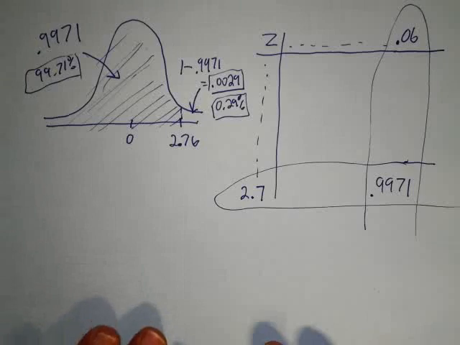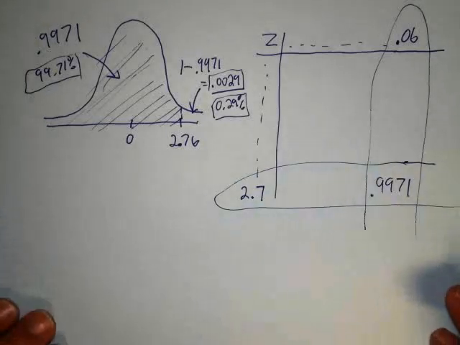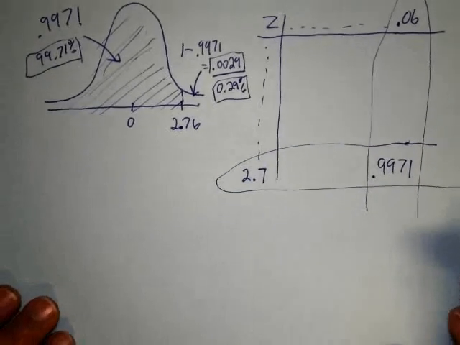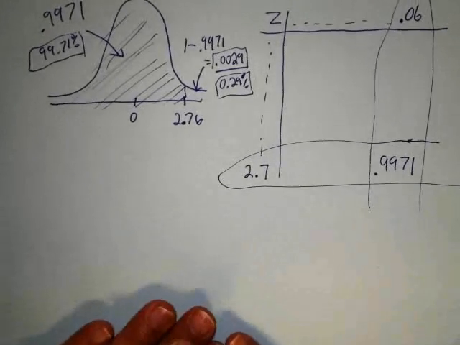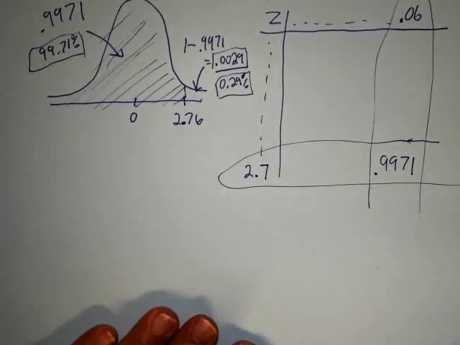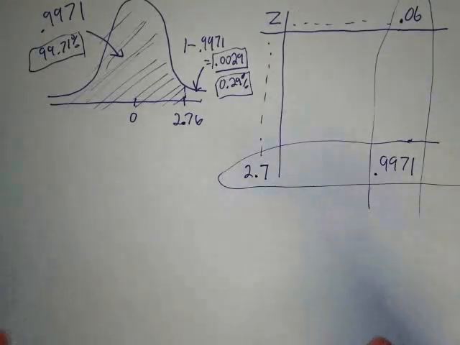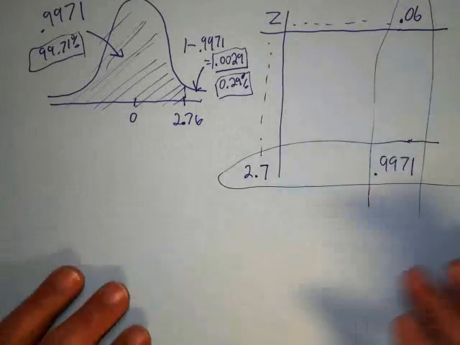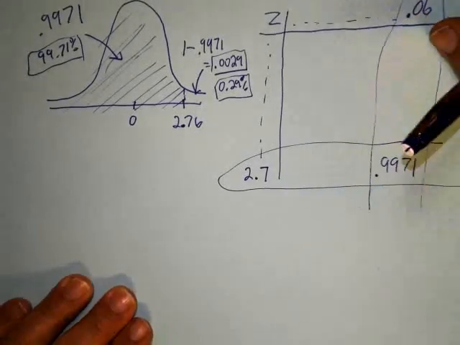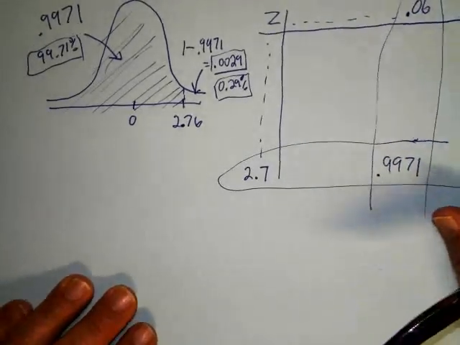Okay, so that is how you use the table. And so on the next video, I'm going to show you how to use the standard normal table to look up probabilities. We'll call them z-score probabilities, and there's going to be 3 cases. So we will look at that next.